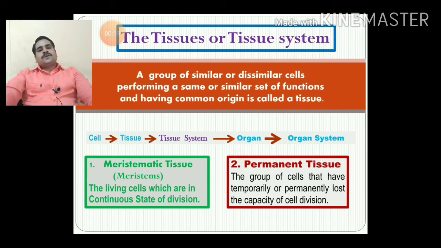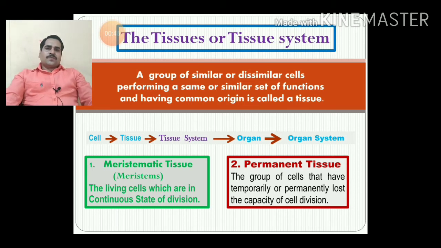In this we are going to discuss the tissues or tissue system. So let us see what are the tissues or tissue system. A tissue is a group of similar or dissimilar cells performing a same or similar set of functions and having common origin.